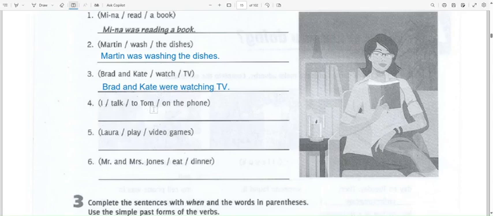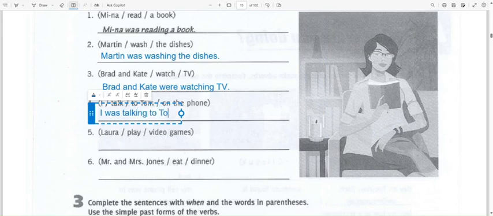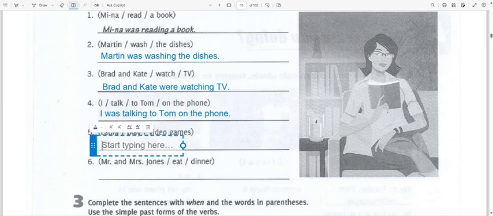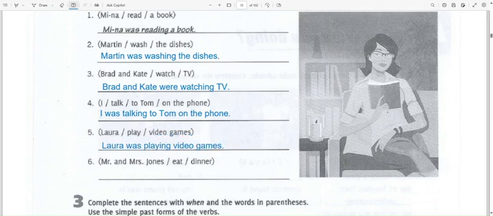I talked to Tom on the phone. That means we have to write this sentence in the past continuous tense. I was talking to Tom on the phone. Laura, play video games. So we can say, when the lights went out, Laura was playing video games.